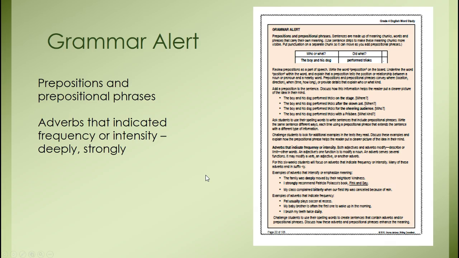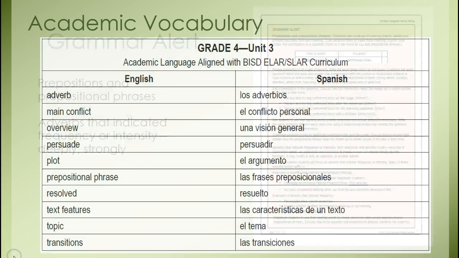What about grammar? The grammar alert that's in the English word study is amazing. You're going to be having prepositions and prepositional phrases, adverbs that indicate frequency or intensity, deeply or strongly, and within your grammar alert, you're going to find activities that are going to help you to really teach those to the level that we need those taught.